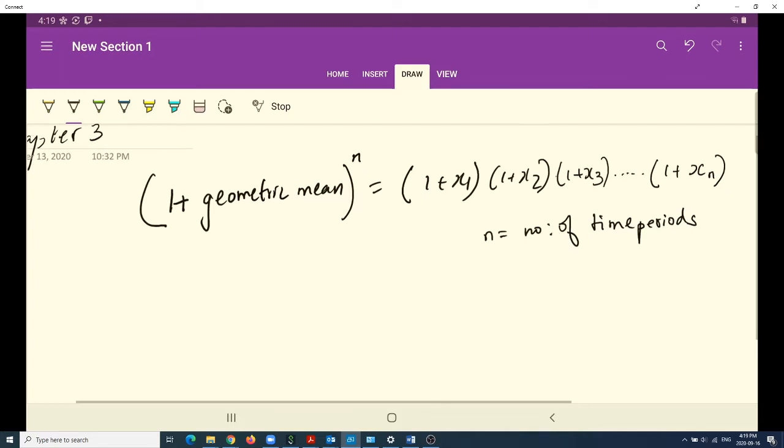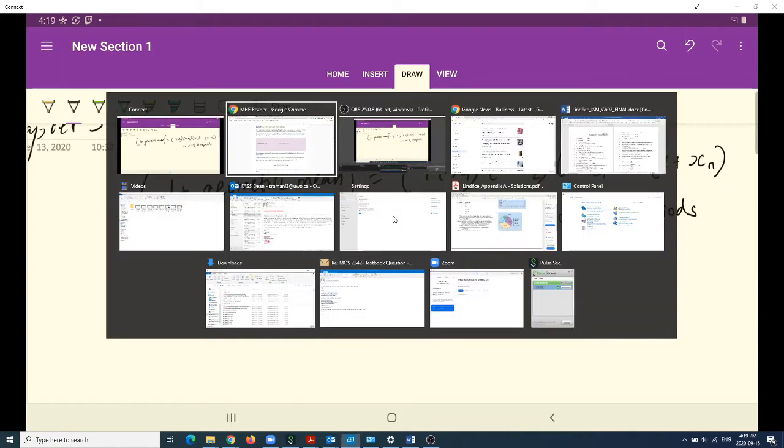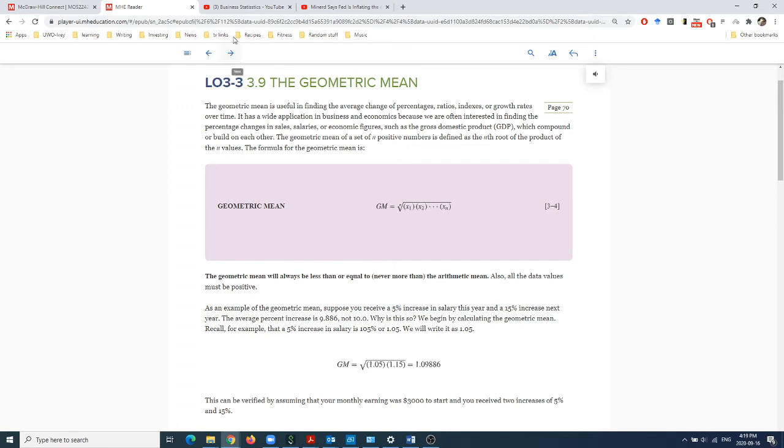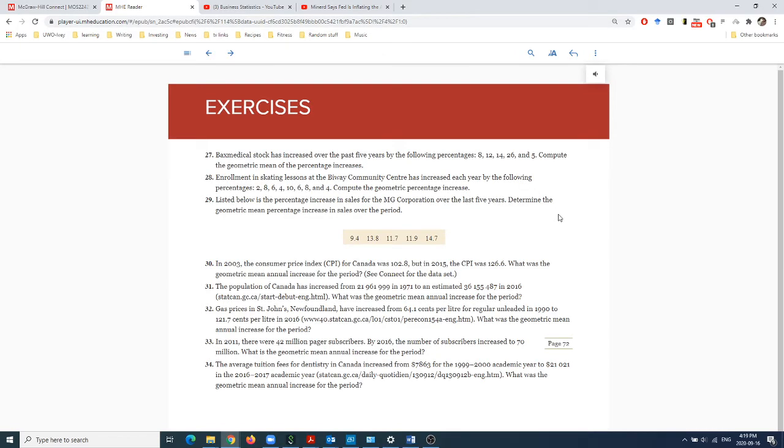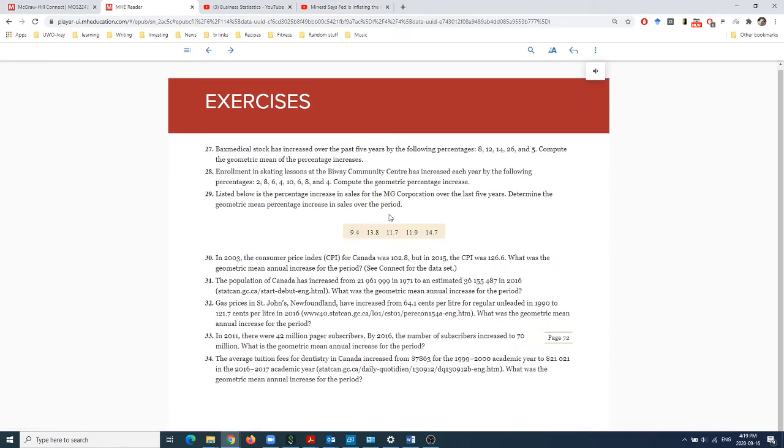So a quick example to try and see this would be something from your textbook. So here, let's go and work out an exercise problem. Let's do question number 29. There's a corporation, and over the past 5 years, these were the increases in sales in terms of percentage. So let's write this down: year 1, 2, 3, 4, and 5.